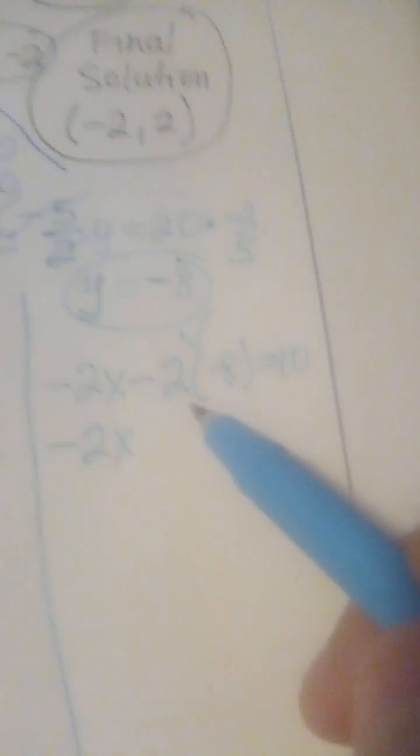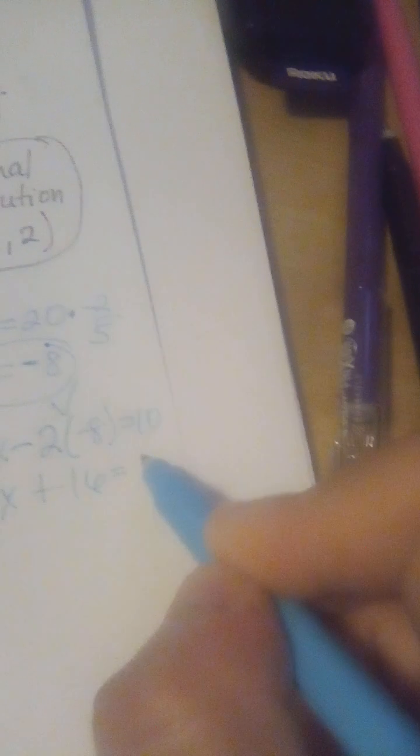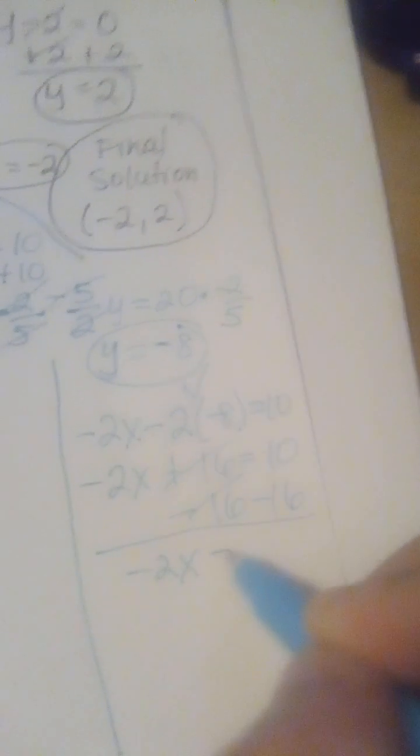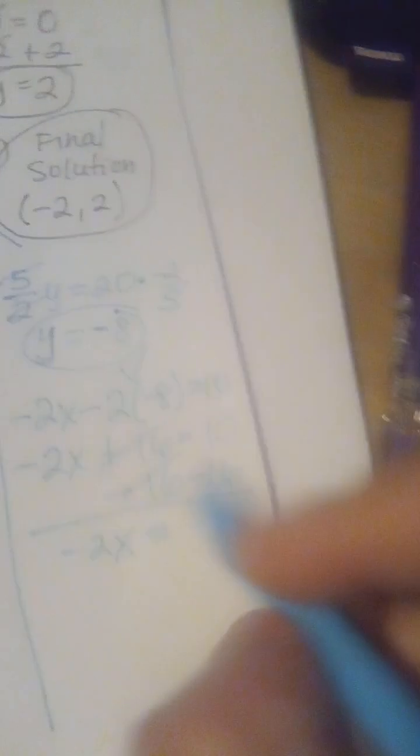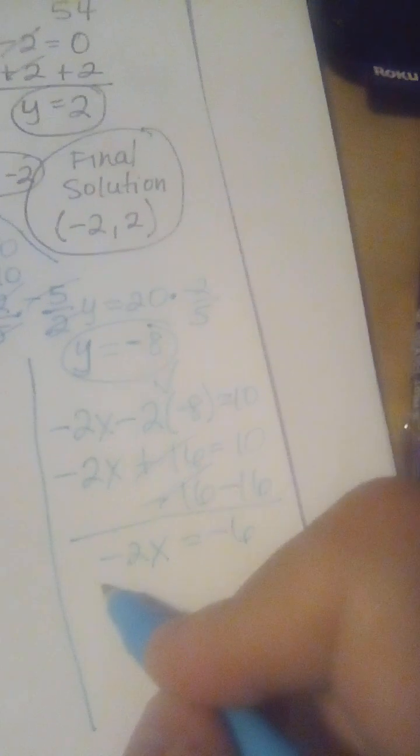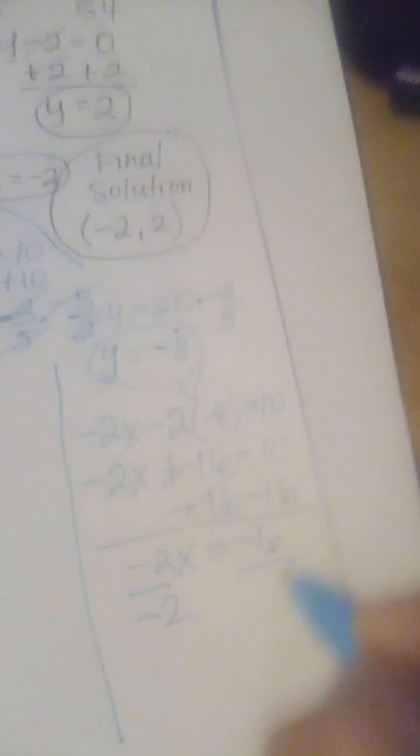What is negative 2 times negative 8? Positive 16. Right? And we subtract 16 from both sides of the equation. Cancel these out. Bring down the negative 2x. This will be negative 10 minus 16, which is negative 6. Divide by negative 2 on both sides of the equation. This will cross out. It will be a positive 3.